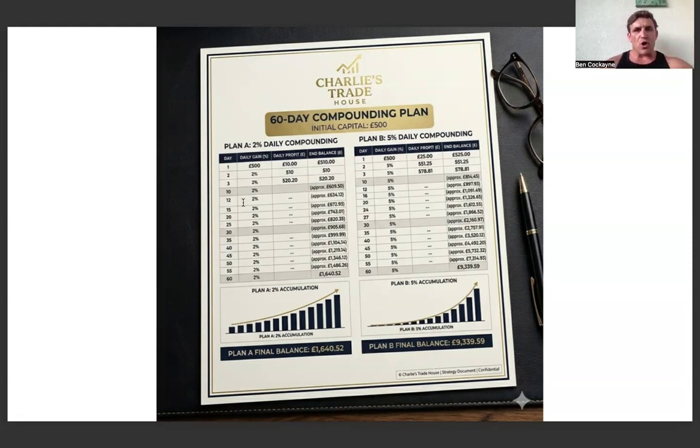So if we were to compound a £500 account over a 60-day trading period, which is around about 3 months, just looking to accumulate 2% per day, then that £500 by the time you got to day 60 would be over 1,600 quid. This is hypothetical. This is not saying if you do this, this is what's going to happen. This is a hypothetical example just to give you a ballpark idea of what can potentially happen in terms of account growth over a 60-day period, right?